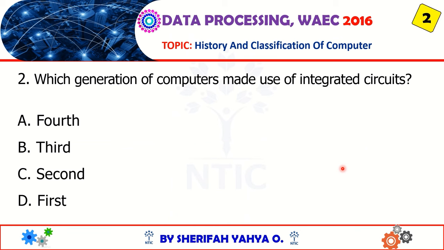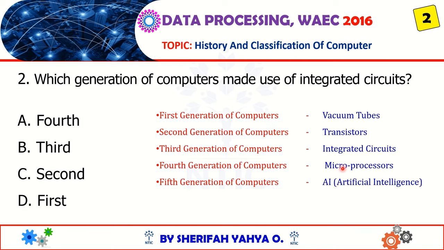Question number two. Which generation of computers made use of integrated circuits? This takes us back to the generations of computers. Which technology has each used? The first generation uses vacuum tubes. Second generation, transistors. Third generation, integrated circuits. Fourth generation, microprocessors, and the fifth generation, artificial intelligence. The question is asking which generation of computer uses the integrated circuit, and we can see that the third generation of computers uses the integrated circuit. So our answer is B.